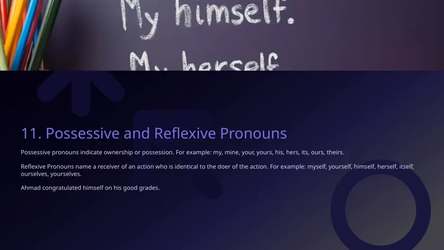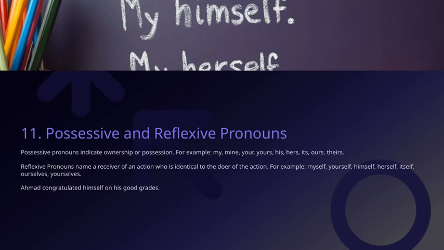Now let's talk about possessive and reflexive pronouns. Possessive pronouns are used to show ownership or something belonging to someone. For example, words like my, mine, your, yours, his, hers, its, ours, and theirs all serve this purpose. They help us indicate who owns what in a sentence.